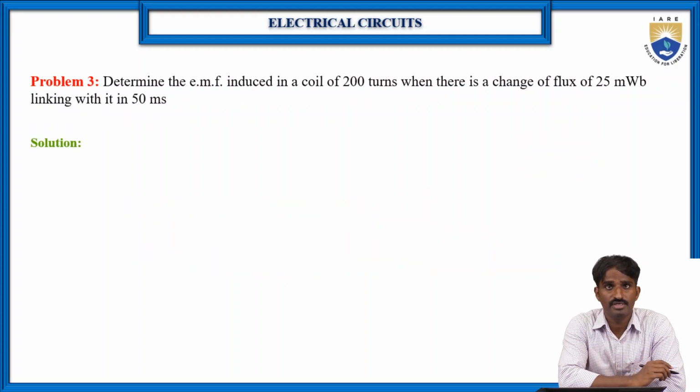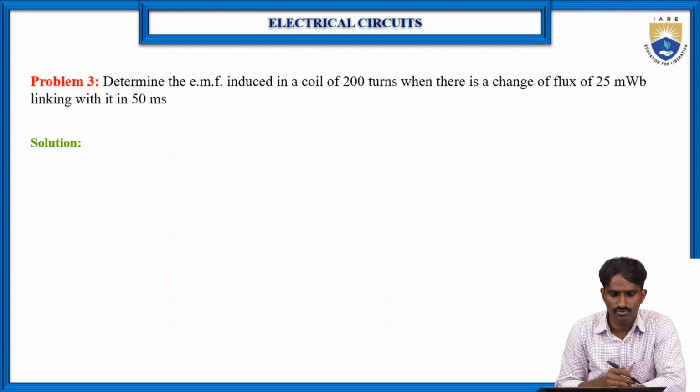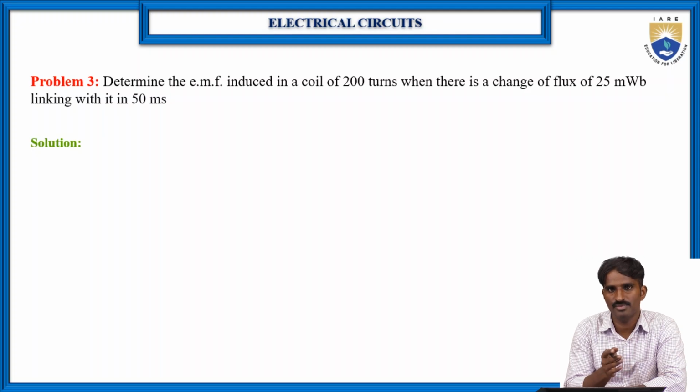Then the third problem here is: determine the EMF induced in a coil of 200 turns when there is a change of flux of 25 milliwebers linking with it in 50 milliseconds. So which means here we need to find the EMF. Because there are many parameters that can affect the EMF. In the previous case, what we have discussed, the EMF can be affected by the flux density as well as the length of the conductor as well as the velocity of the conductor.